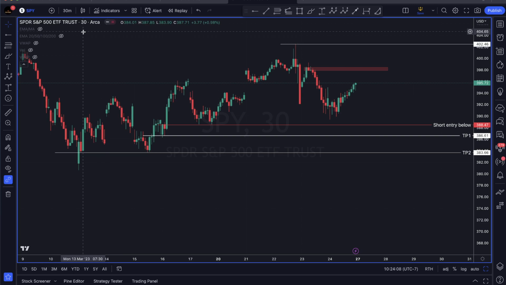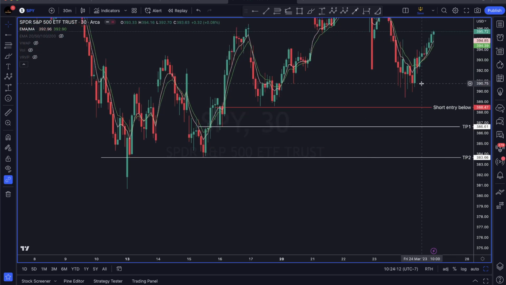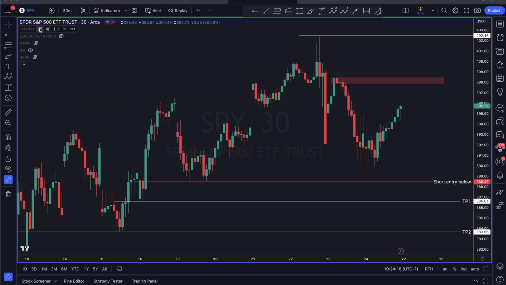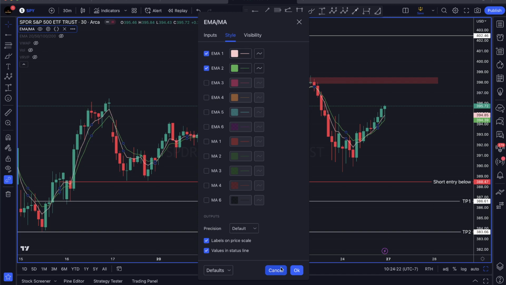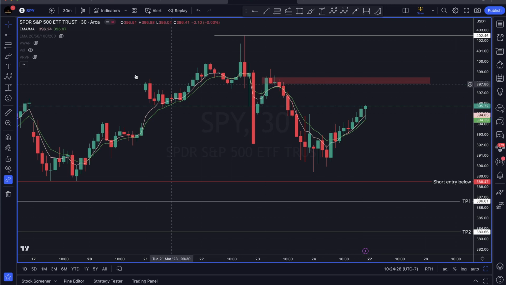To manage the position, I would simply use these 5-8 magnets. Very simple to use, and it's also free to use. Even if you're not a pro member in TradingView, you can still use the 5-8 magnets. I use these EMAs, not the regular ones. So these are EMAs.